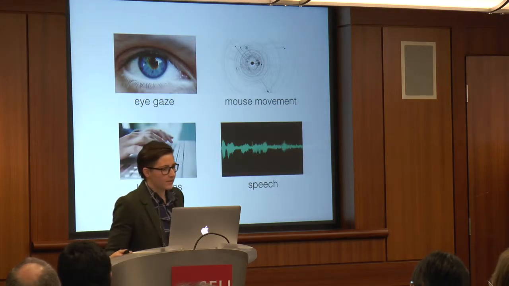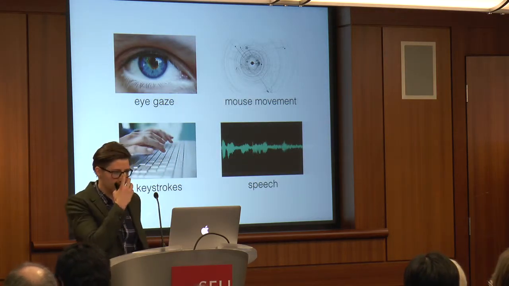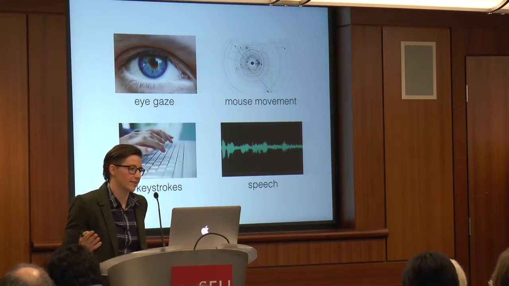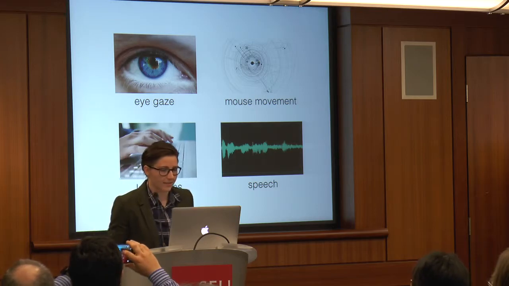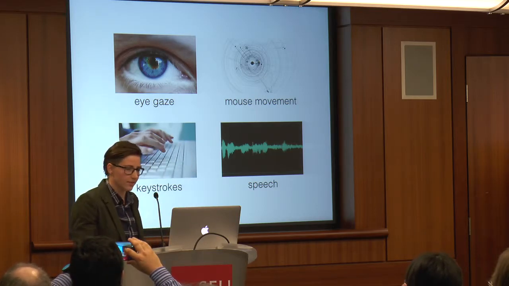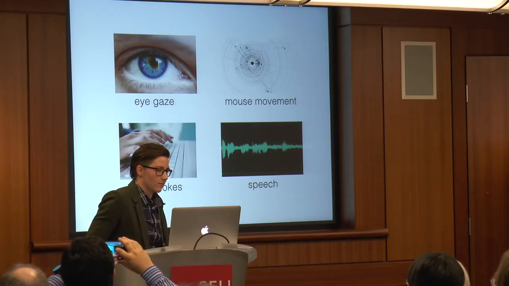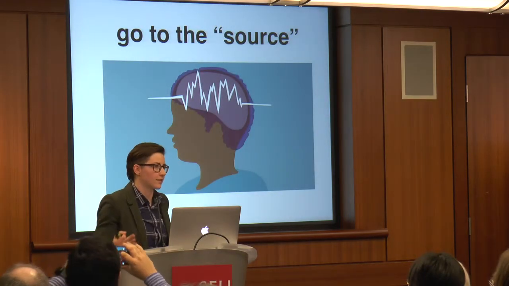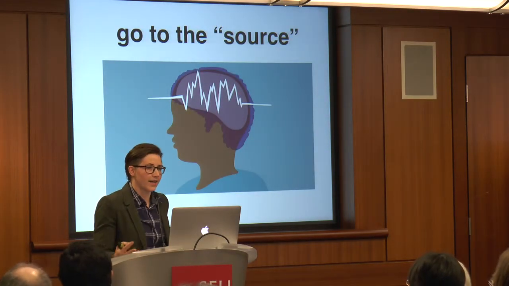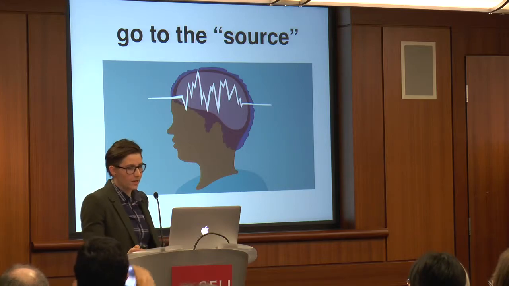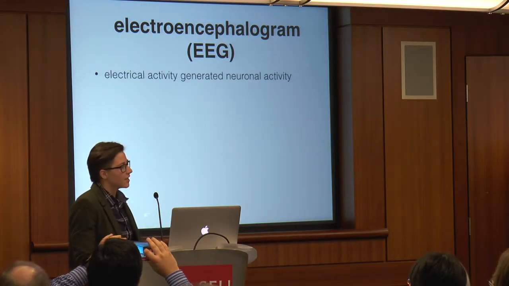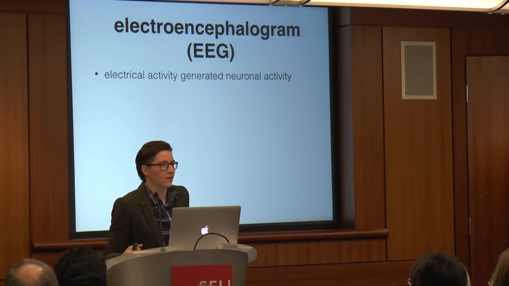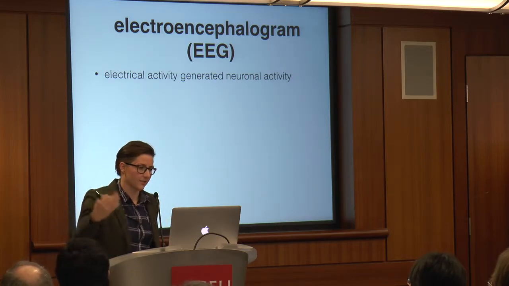Some previous work has tried to get at what students are thinking or feeling during learning with things like eye gaze, mouse movements, keystrokes, and speech. But today we're going to talk about work trying to go right to the source and look at what the brain is actually telling us. We're going to do this using EEG, which is essentially electrical activity generated from the neuronal activity in your brain that passes through the scalp.